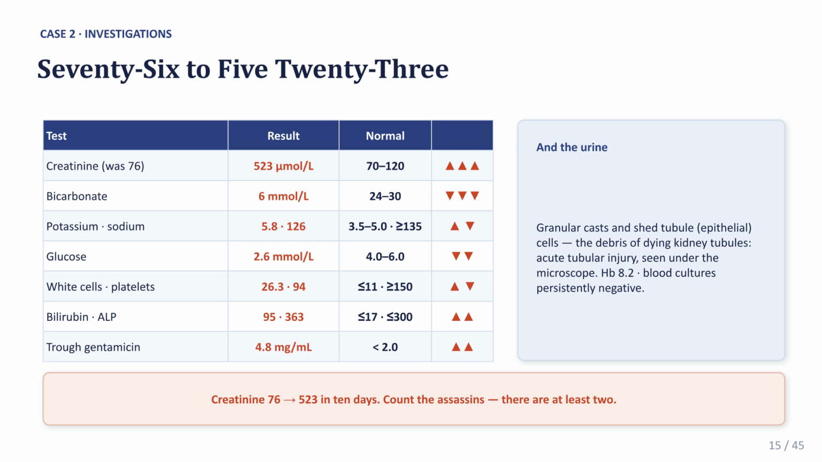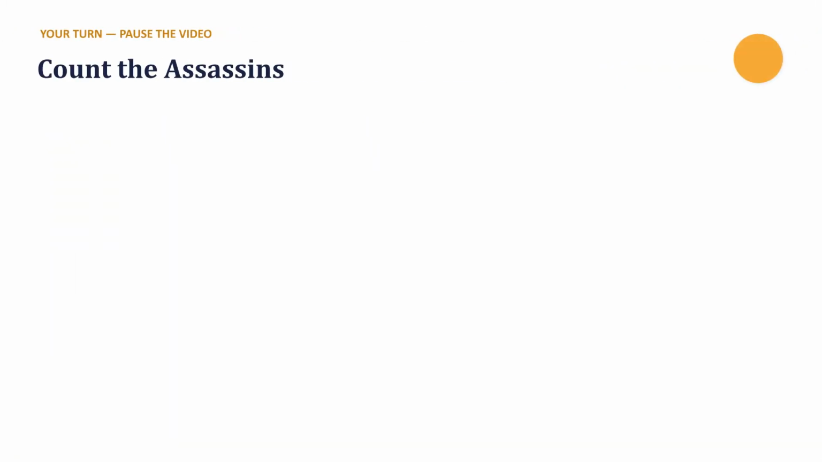The massive jump in creatinine, combined with acidosis and evidence of acute tubular injury in the urine, confirms severe renal damage. With blood cultures negative and high gentamicin levels, there are at least 2 clear assassins responsible for this clinical picture. What are they? Pause the video and consider the case.